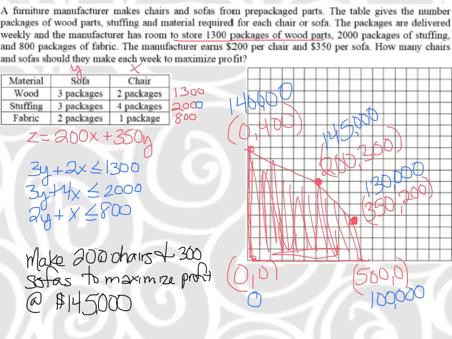Okay, so hopefully you ended up with 140,000, 145, 130, 100, and 0. So it looks like this is our best bet right here. And so you should have come back then and written a nice statement that says that you need to make 200 chairs and 300 sofas in order to maximize your profit at $145,000. All right, good job. Let's move on.